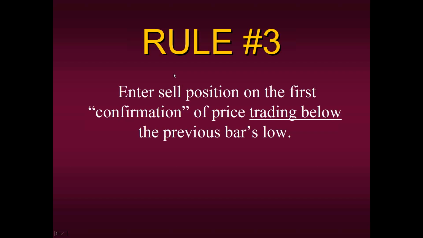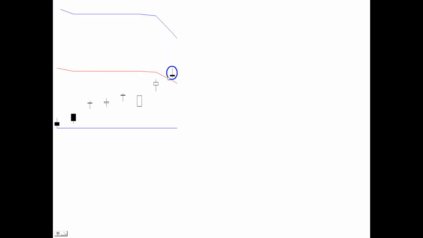So this brings us to rule number 3. We're going to enter a sell position on the first confirmation of price trading below, not closing below, just intrabar trading below the previous bar's low or the setup bar's low. So as we can see here, this is our setup bar. We want to sell if we trade right here. We do not have to close there. It can trade 1 tick below, 5 ticks.